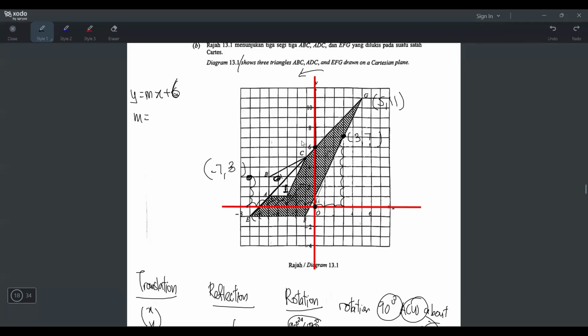For the gradient, I need 2 points. So let's use (0, 6). The other one I can use is (-6, 0). When you find gradient, you take y minus y divided by x minus x. So it becomes 0 minus 6, and then x minus x, negative 6 minus 0. The answer will be negative 6 divided by negative 6, which is 1. When we rewrite the equation, we get y equals 1x plus 6. So this is the equation of the reflection line.